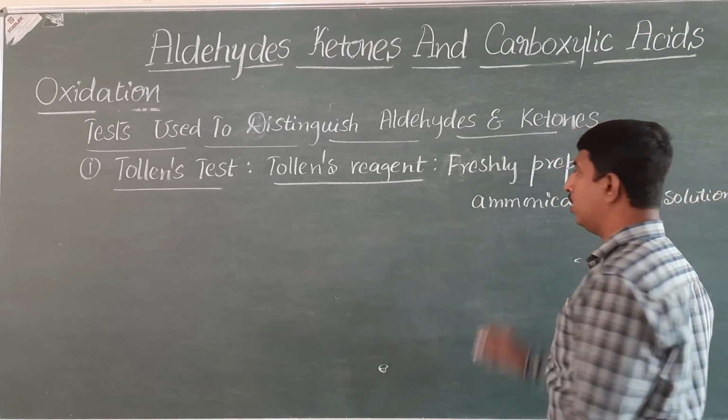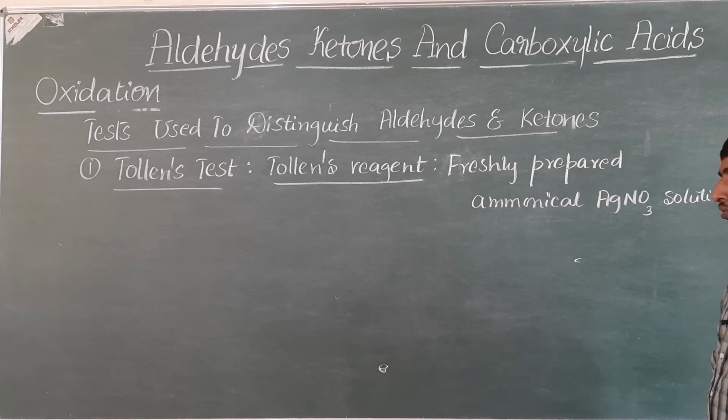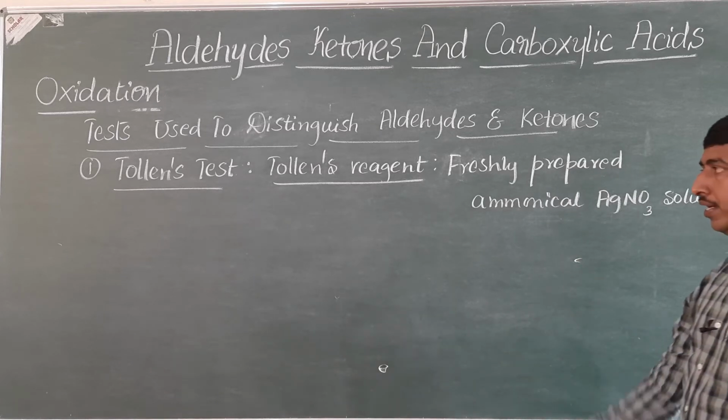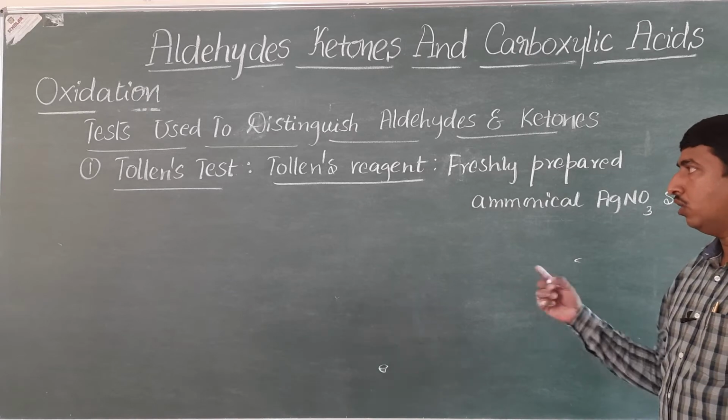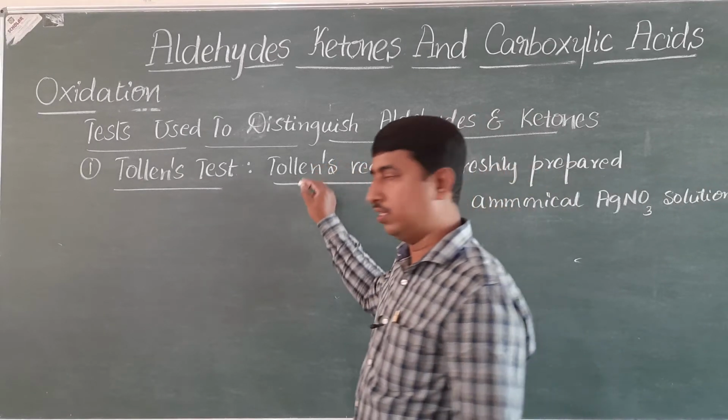So what is Tollens reagent? Freshly prepared ammoniacal silver nitrate solution. Ammoniacal silver nitrate solution is called Tollens reagent. So how do we prepare Tollens reagent?